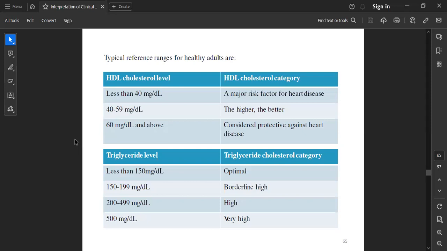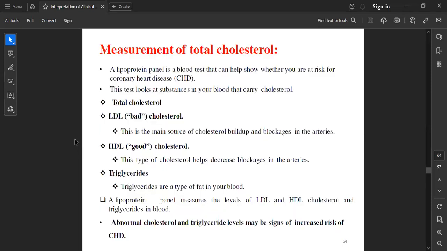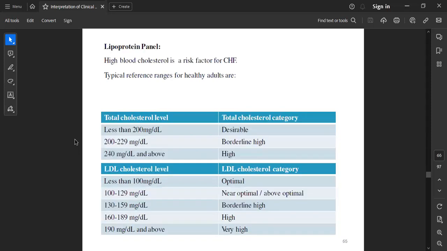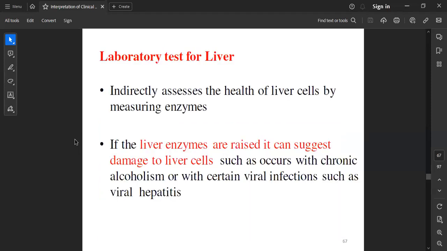Then you can also have triglycerides. These are just indicators of your fat level, to show whether you are at risk of developing atherosclerosis, which can also lead to conditions like myocardial infarction because of reduced blood flow to the heart. So the lipid profile includes total cholesterol level, LDL, HDL, and triglycerides.